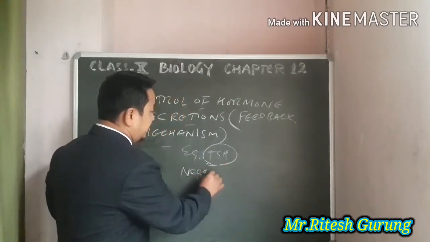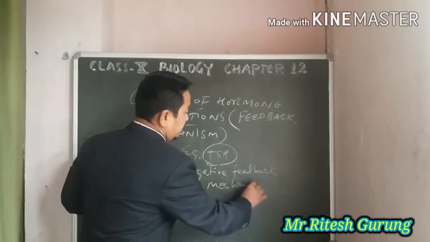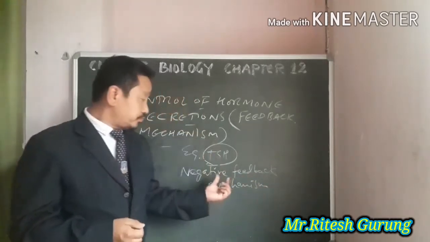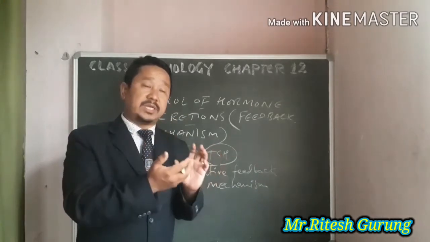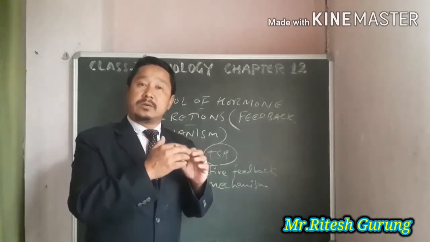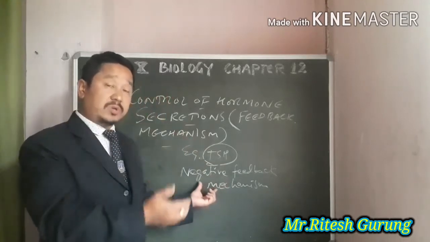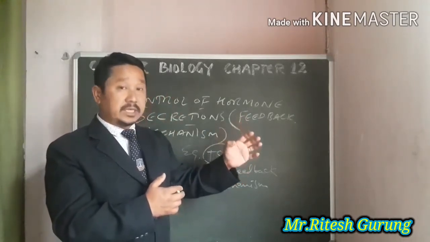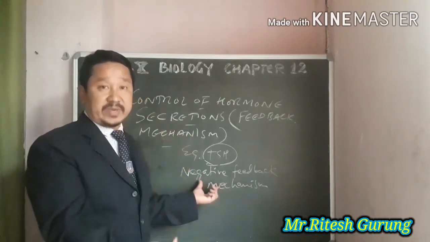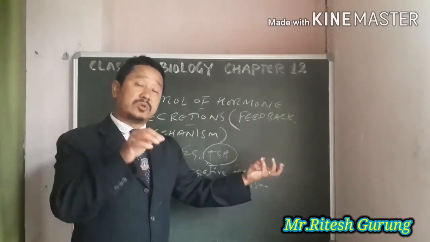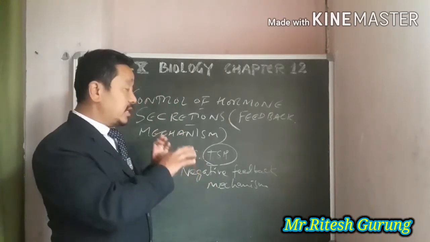Negative feedback mechanism. Suppose one particular hormone is being secreted more, and the activities in the body are not normal, the body itself is not functioning properly, then the message will come to check it down. If it is increasing, the other side will be there to decrease it. So this is negative, where the opposite feedback is coming. If it is increasing, the message will come to decrease it down. So this is opposite.